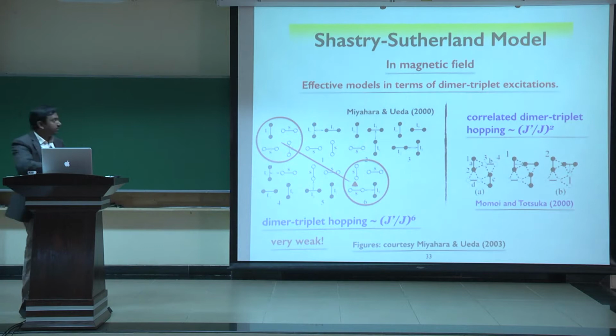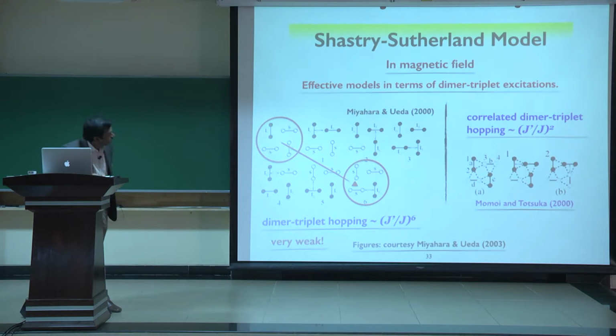The other thing people figured out is that even though direct triplet hopping is very weak, two triplets nearby can make hopping easier. So for instance, if there is a triplet here and there is another triplet here, then this triplet can easily jump from here to there, which means this bond. The dark ones are the triplets, the lighter ones are singlets. Maybe this is not very clear, but this bond has a triplet, this bond has a triplet, and then it jumps to here. So the presence of another triplet nearby assists the triplet to hop. There is a correlated hopping process, some sort of two-body interaction term, which is much more dominant than the direct hopping of the triplet.